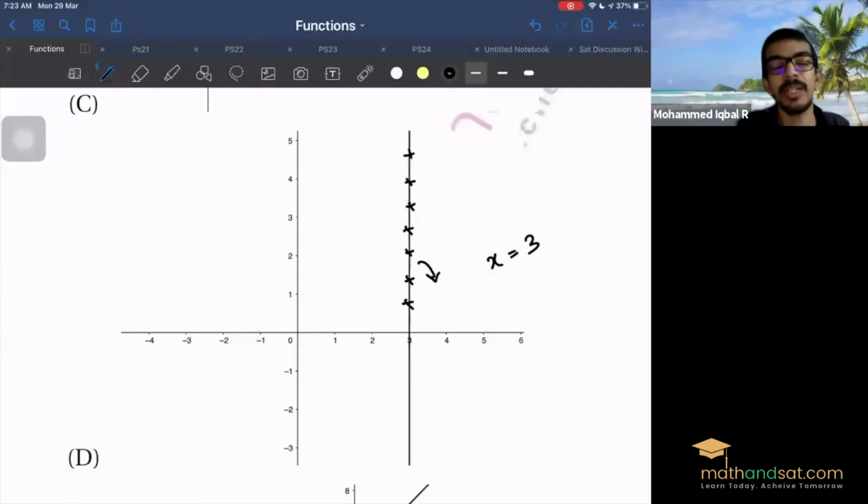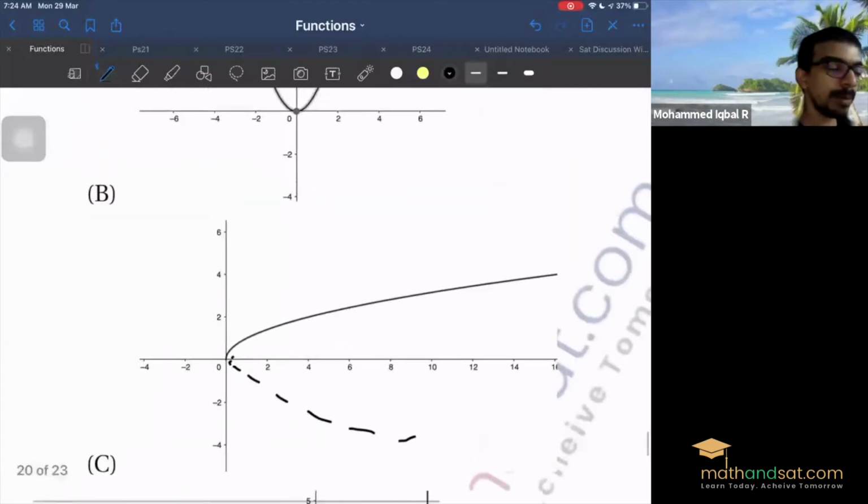Why? Because in a function, for one x value, you cannot have multiple y values. For one input, you cannot have multiple outputs. Always remember this. For a function, if you feed a number as the input to the function, it will not produce more than one output. But it is okay for the function to have the same output for two inputs.